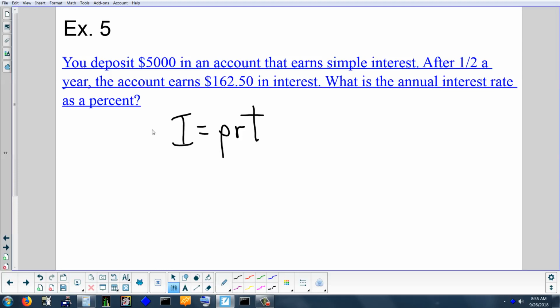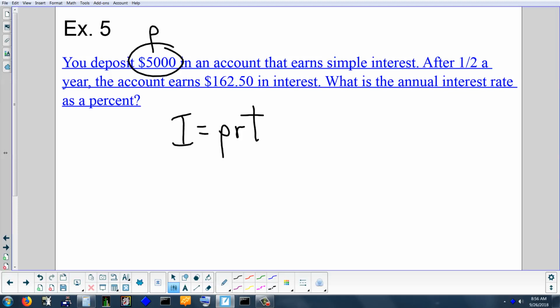And then T is what? Time. So, like Ellie just said, I'm going to circle the 5,000, and that is my principal, because it's what I'm depositing. Next thing I have there, what's the next number that I come across? 1.5. Half, right?